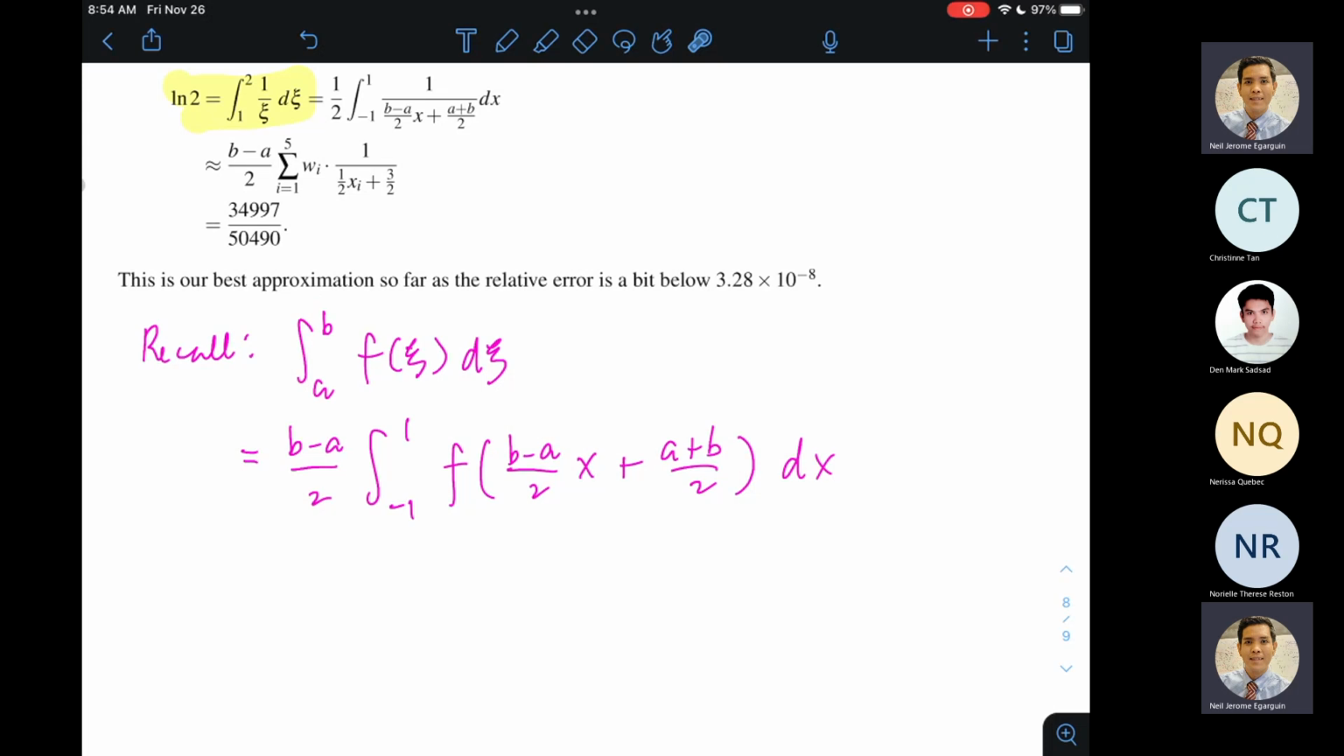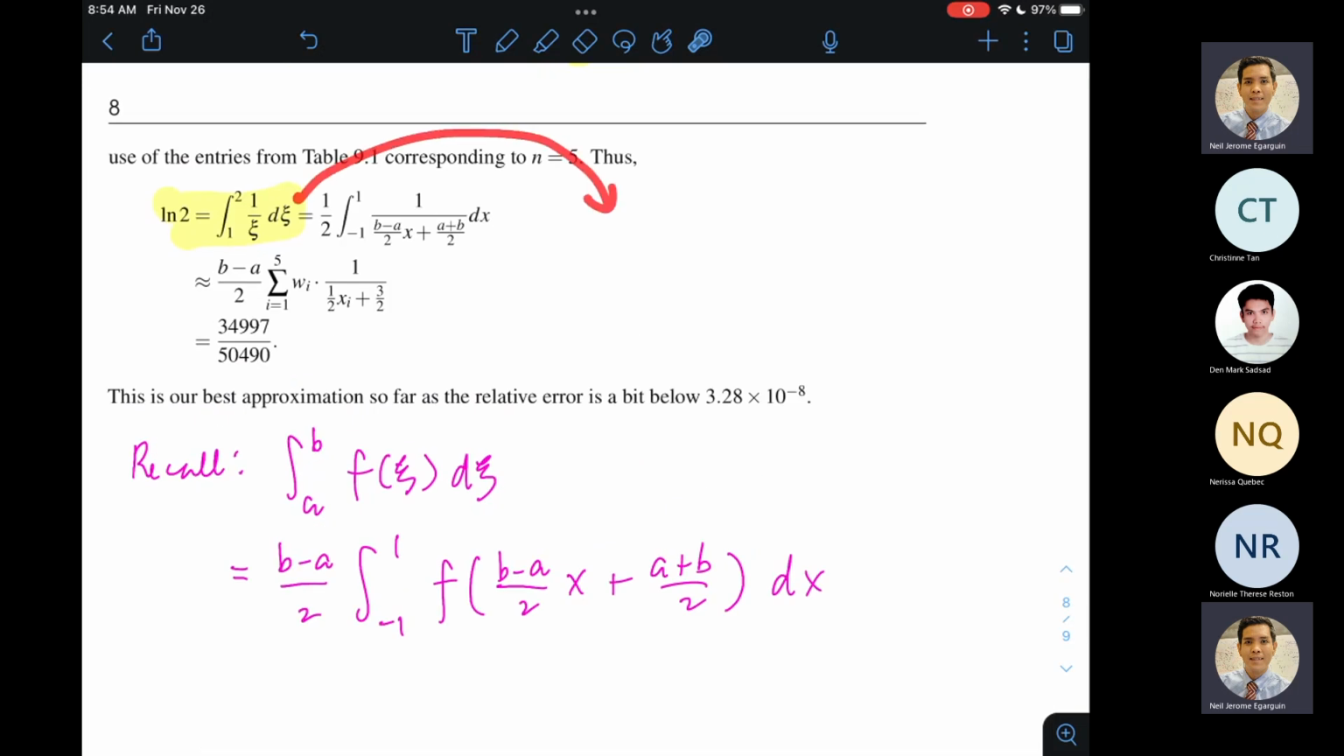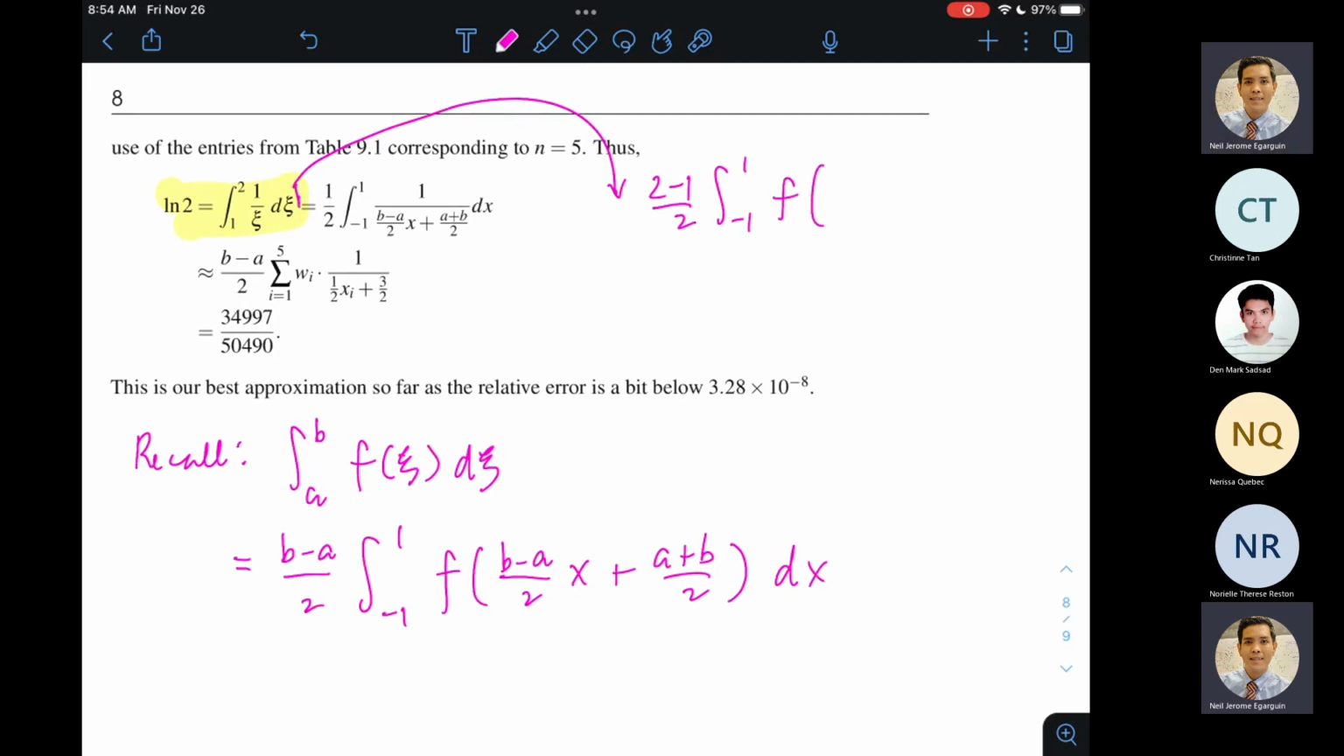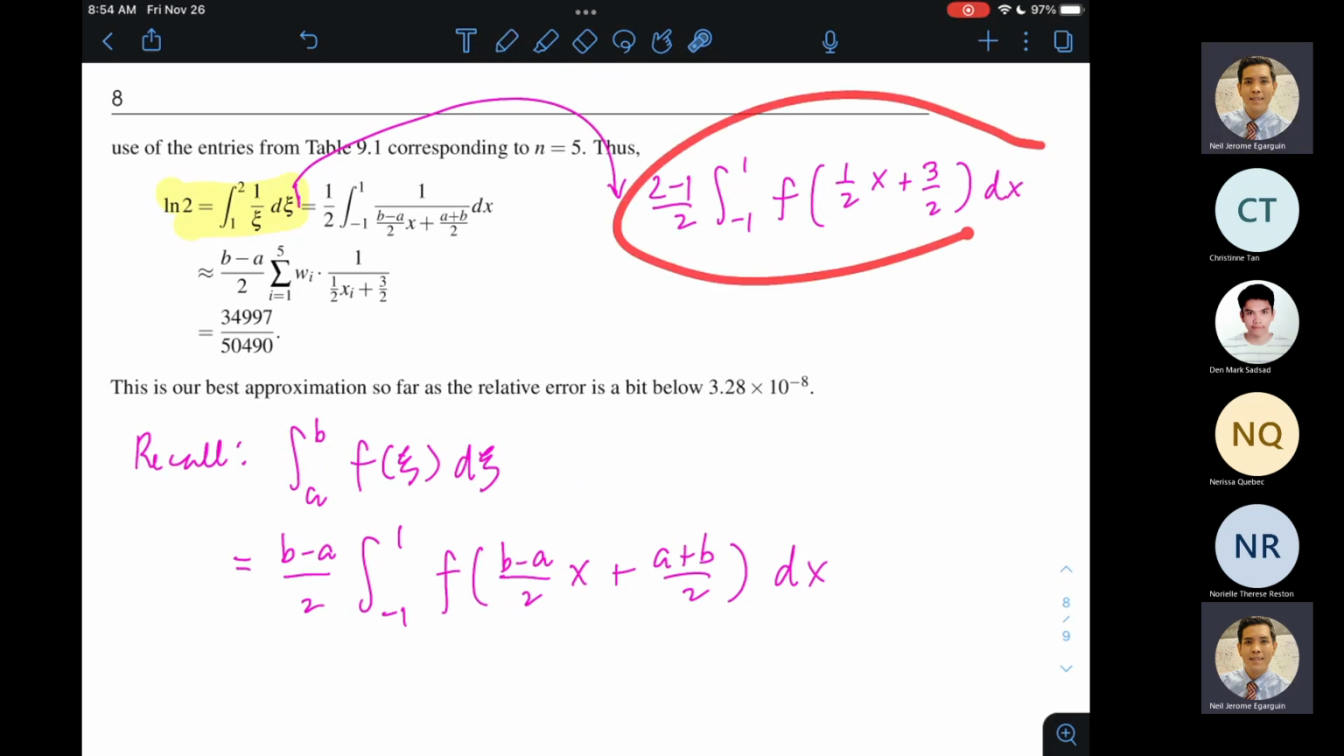Okay. Now, if we will apply this to ln2, para sa integral na to, siguro intermediate step dito. So this is equal to b minus a, so that's going to be (2 minus 1)/2 times the integral from -1 to 1 of f of 1/2 x plus 3/2 dx. Okay? So in-apply ko lang yung substitution dito.